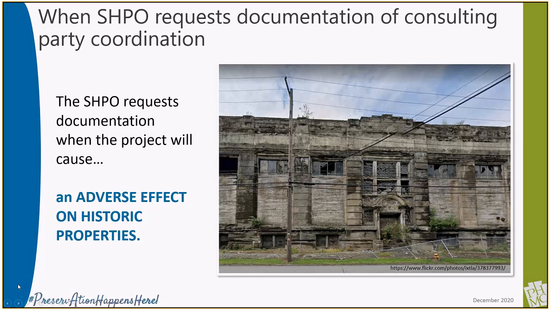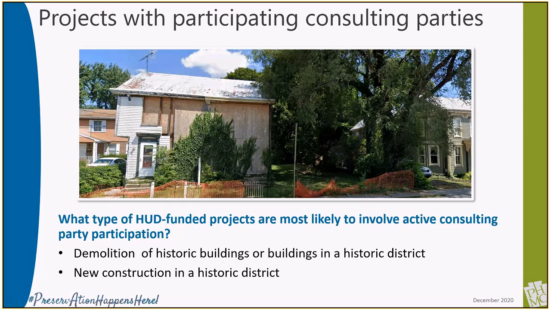Many DCED HUD grantees have undertaken projects which require consulting party coordination. In the project shown on this slide, 2 contributing buildings in the National Register listed Carlisle Historic District were proposed for demolition and new construction using HUD home funds. While the 2 houses were in poor condition due to vandalism and fire damage, their removal still resulted in an adverse effect finding on the historic district.